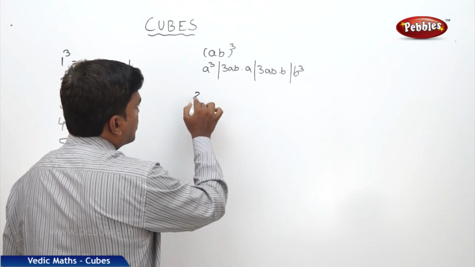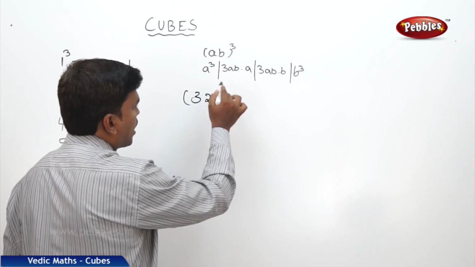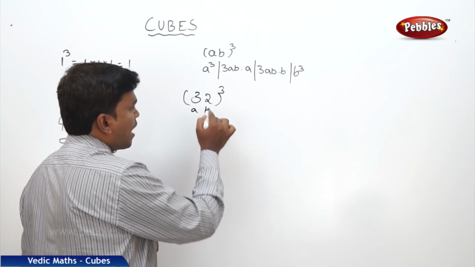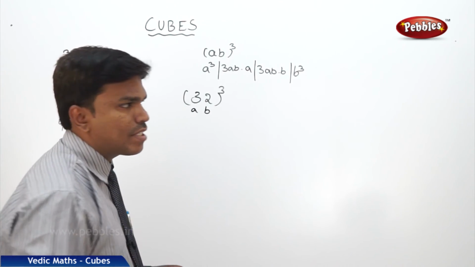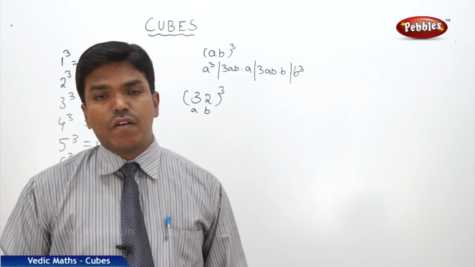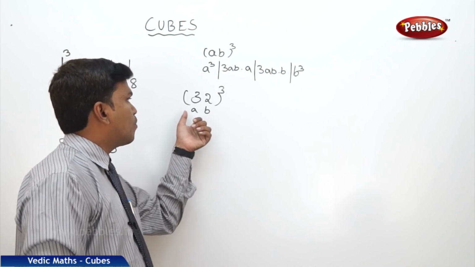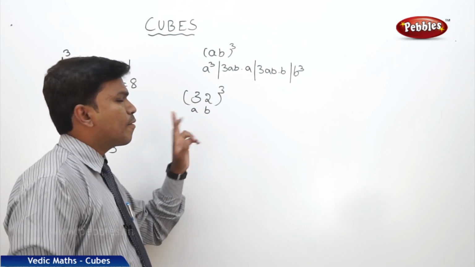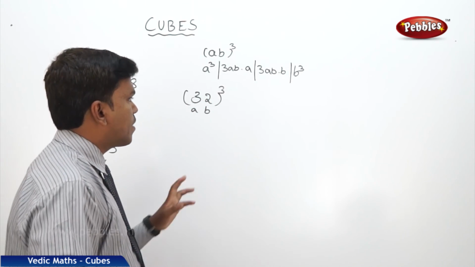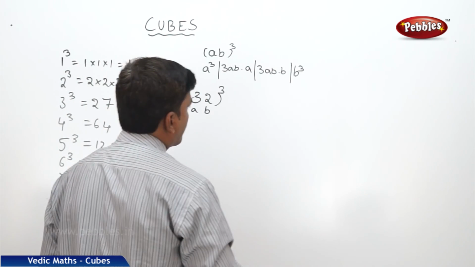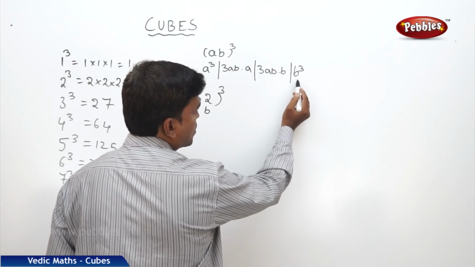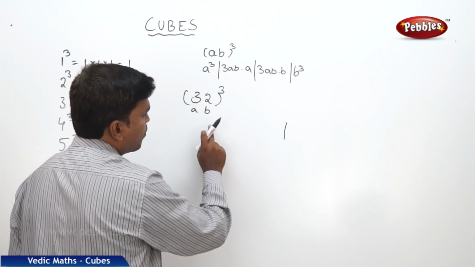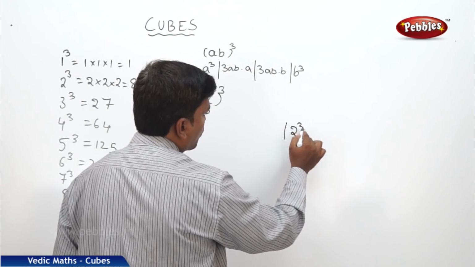I need 32 cube. Let us take 3 as A and 2 as B. Start calculation from the right side. First step, B cube. What is the number in the place of B? 2. So B cube means 2 cube.